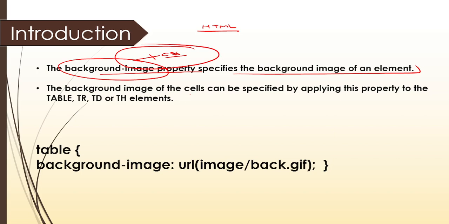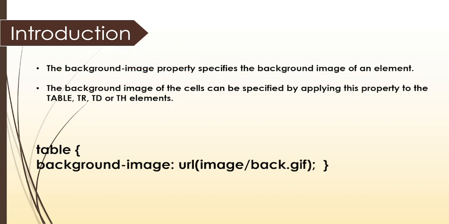The background image of the cells can be specified by applying the property to the table, TR, that is table row, table data or table heading elements. So specifically you can add a background to your entire table, to a specific row, to a specific data cell or to a specific heading as per your requirement. So let's have a look at the syntax.